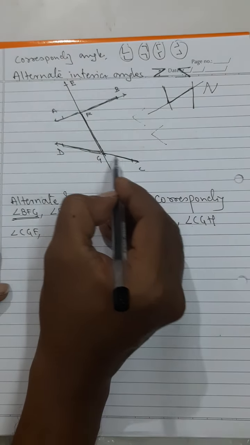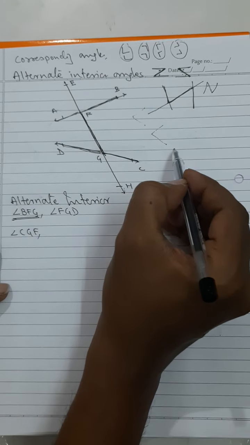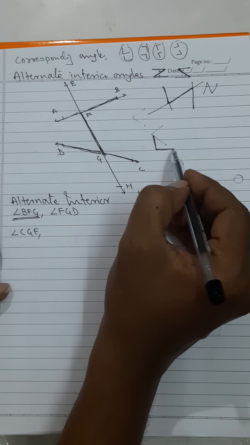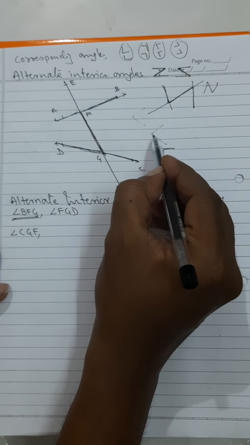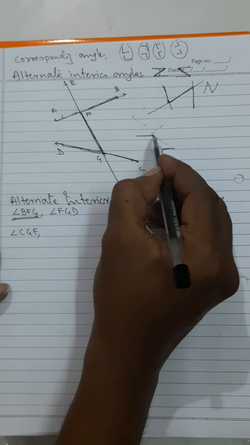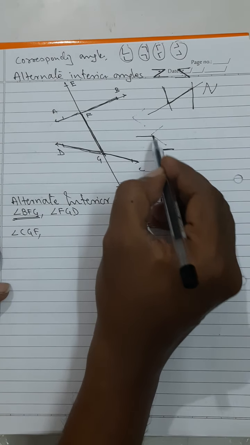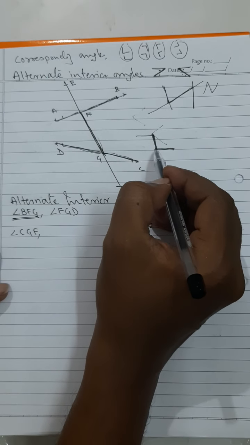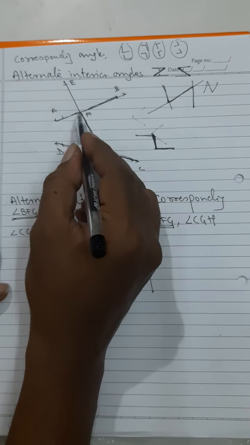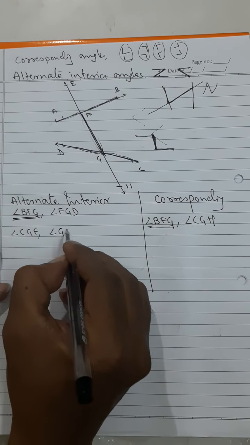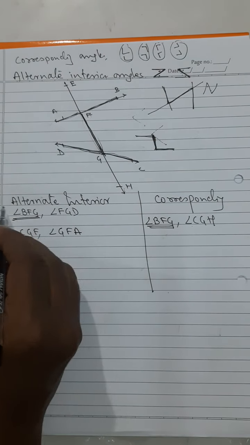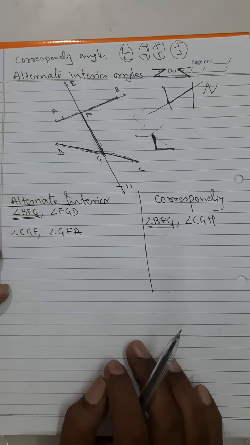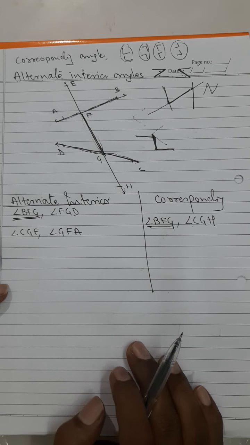Okay, supposing I go further, I will go the other way, CGF. See, this is angle CGF. So actually it is coming like this. To make a complete Z, I will have to start from here and go like this. This will make a Z then. I am traveling like this, CGF. To make the Z complete, from here I will travel like this. So that will be GFA, angle GFA. So when I have to frame alternate interior angles, I have to frame a Z.